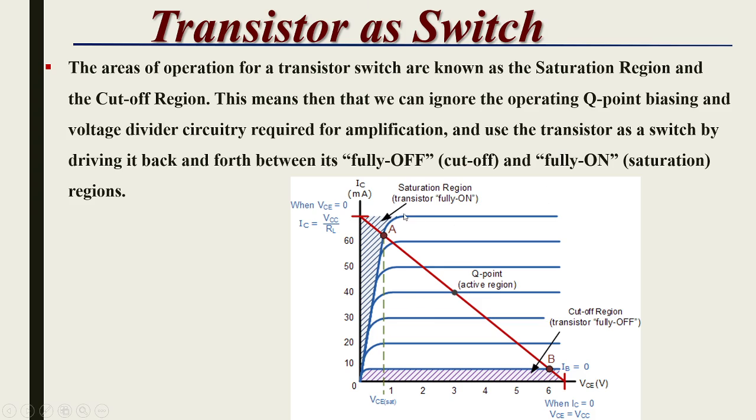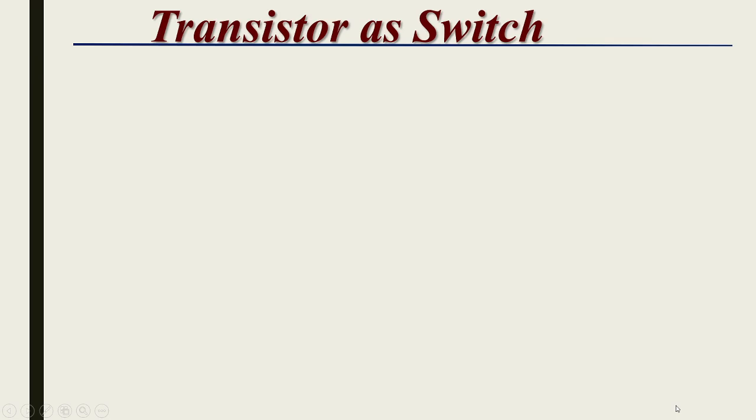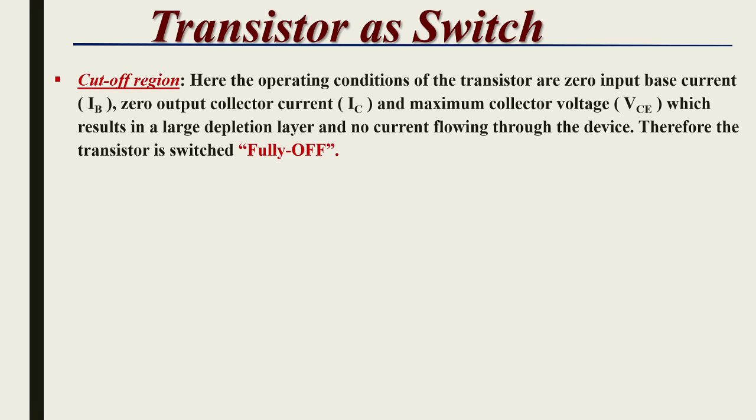That means we have to ignore this active region. So the condition to operate the transistor as a switch is that we have to operate it in the saturation region, which means both junctions must be forward biased, and in the cutoff region, which means both junctions must be reverse biased. For saturation, both junctions must be forward biased, and for cutoff, both junctions must be reverse biased.